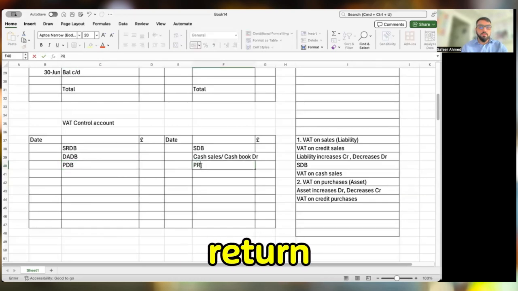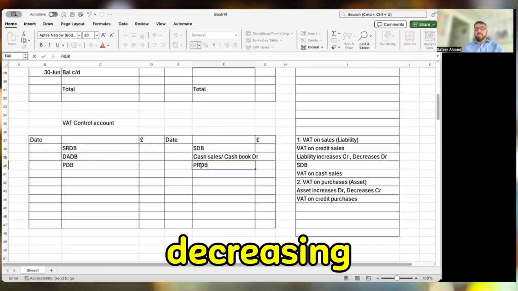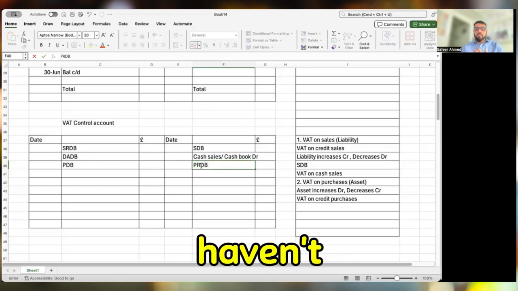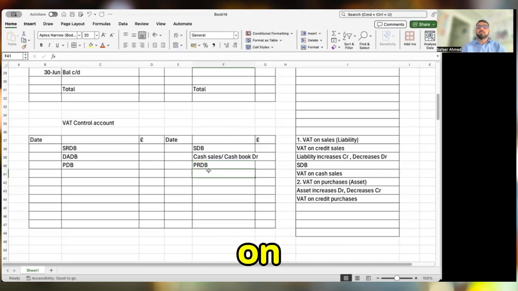Now, what about VAT in relation to purchase return? So purchase return, that's a decrease in asset because if we haven't paid it, we are not going to claim it, or we won't be able to claim it. Similarly, VAT on discount received, as we have not paid to suppliers, we won't be able to claim it back. So this will be discount received daybook.